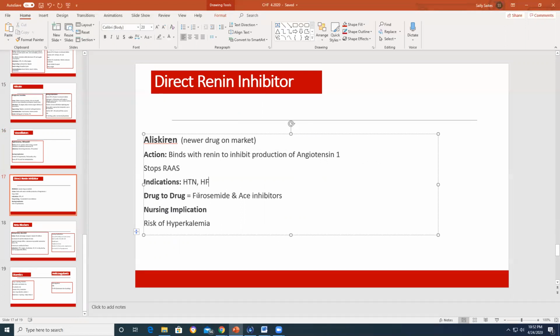Indications: heart failure, hypertension. There is a drug-to-drug reaction with Lasix and ACE inhibitors. So like I said, not an absolute no-no, but monitor, okay? And then the risk for this medication, there's not a lot on this medication, but the risk is hyperkalemia. So monitor those potassium labs. And of course, your kidney labs, seeing how it's working in the kidneys.